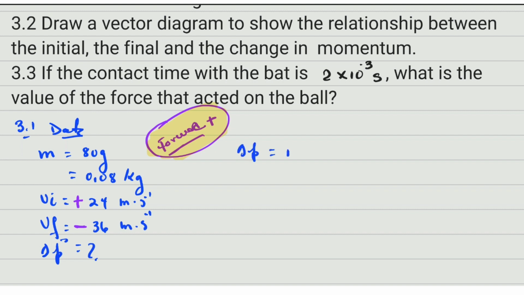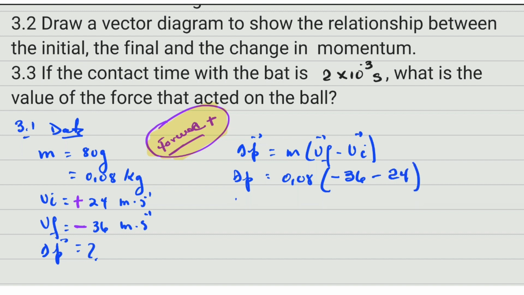Change in momentum is equal to mass, final velocity minus initial velocity. The change in momentum is equal to 0.08, open bracket, final is negative, minus 36, minus initial, which is positive 24, and then here we have the change in momentum is equal to minus 4.8 kilograms meters per second. This is the final answer.